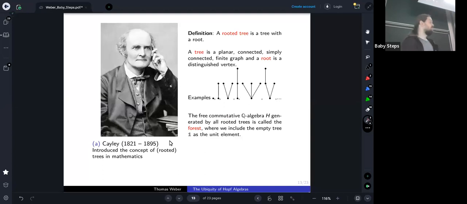Sorry, what is the reason for working with Q coefficients and not R, for example, or C? That's a good question. I don't know the deep reason why you take Q and not R, but in the paper of Connes and Kreimer, they stick to Q usually. So I cannot give you a good reason, I'm sorry, but let's for the moment work over Q. And here you see the photograph of Cayley, who introduced these rooted trees.